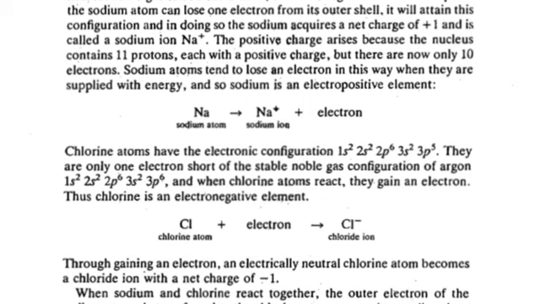Chlorine atoms have the electronic configuration 1s2, 2s2, 2p6, 3s2, 3p5. They are only one electron short of the stable noble gas configuration of argon, whose electronic configuration is 1s2, 2s2, 2p6, 3s2, 3p6. When chlorine atoms react, they gain an electron. Thus chlorine is an electronegative element. You can see here the chlorine atom plus an electron gives the chloride ion. Through the gaining of an electron, an electrically neutral chlorine atom becomes a chloride ion with a net charge of -1. So here, as you have seen with sodium chloride, the bond is formed by the gaining and losing of electrons.